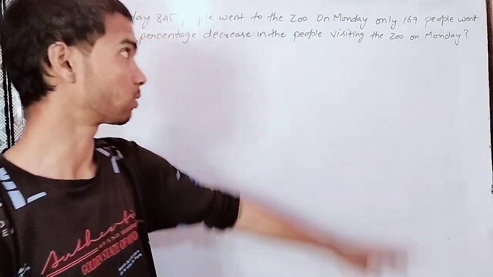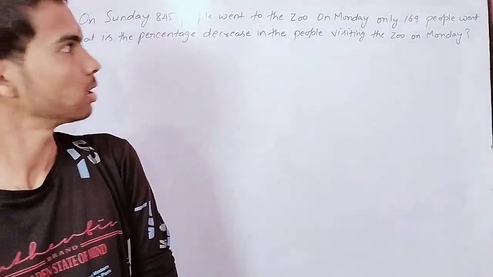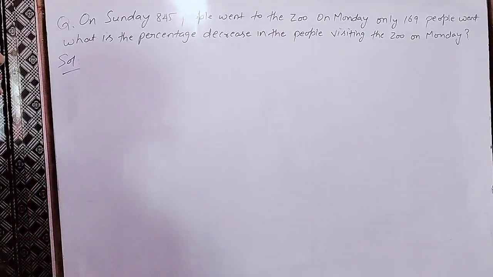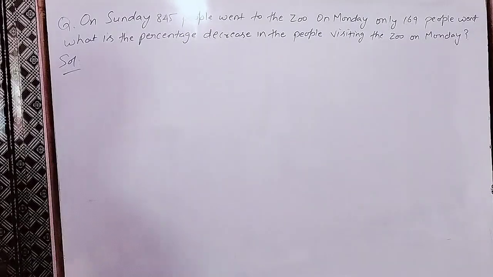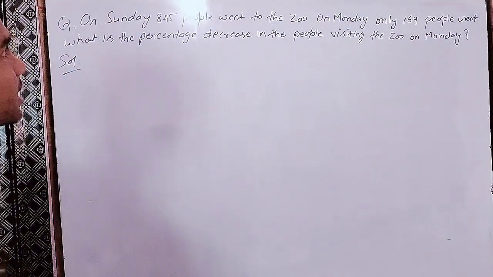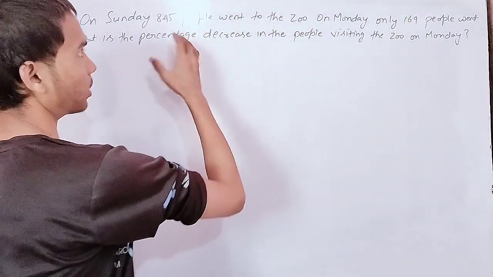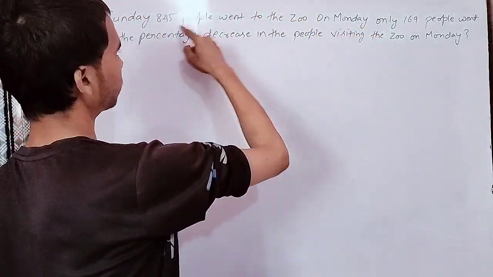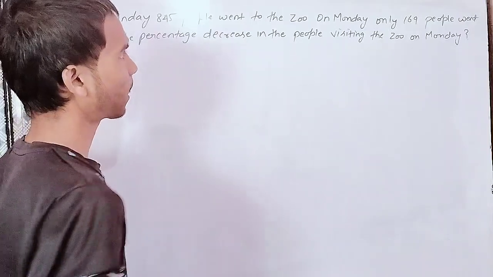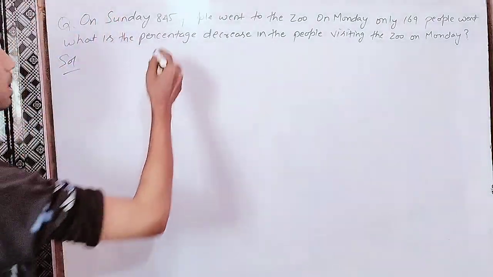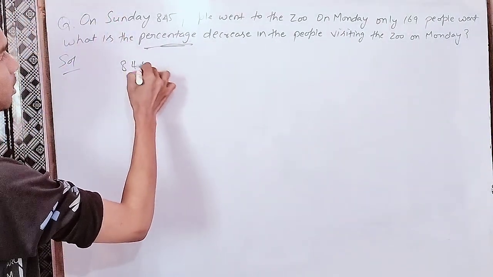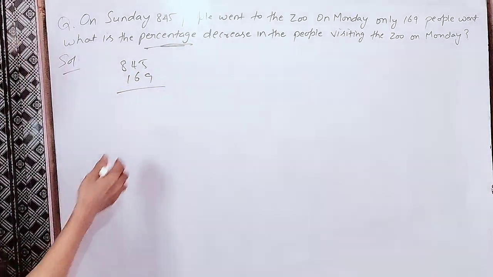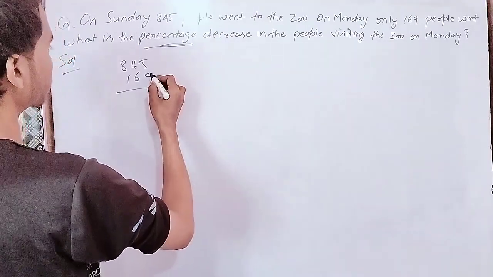We will just subtract this from this. Then we will have the number of people who didn't go on Monday. What is the percentage decrease? How much is the decrease of people between this? Here we want percentage, not number. In number, we know the decrease of people on Monday.